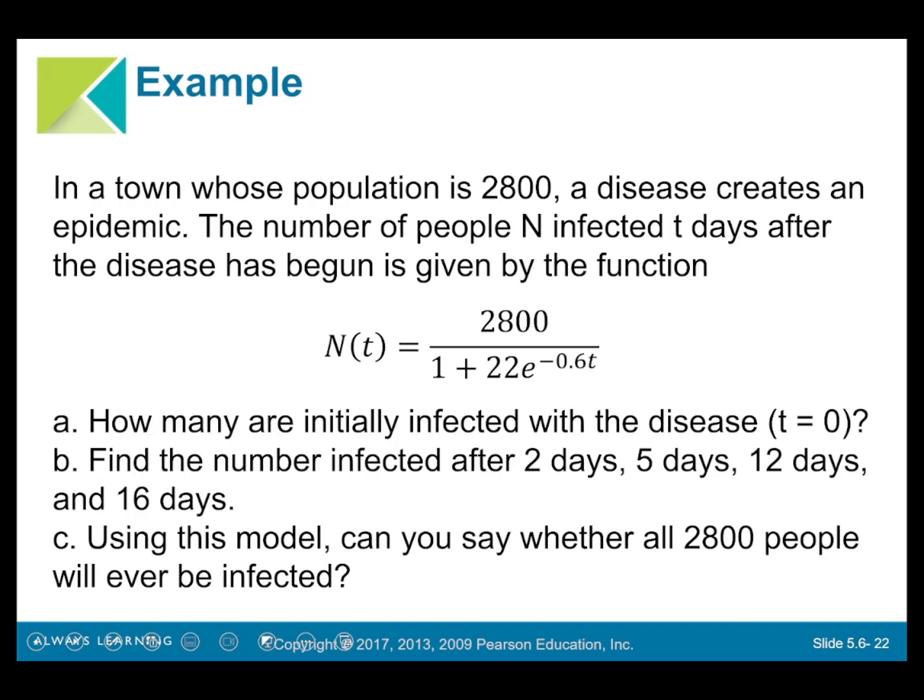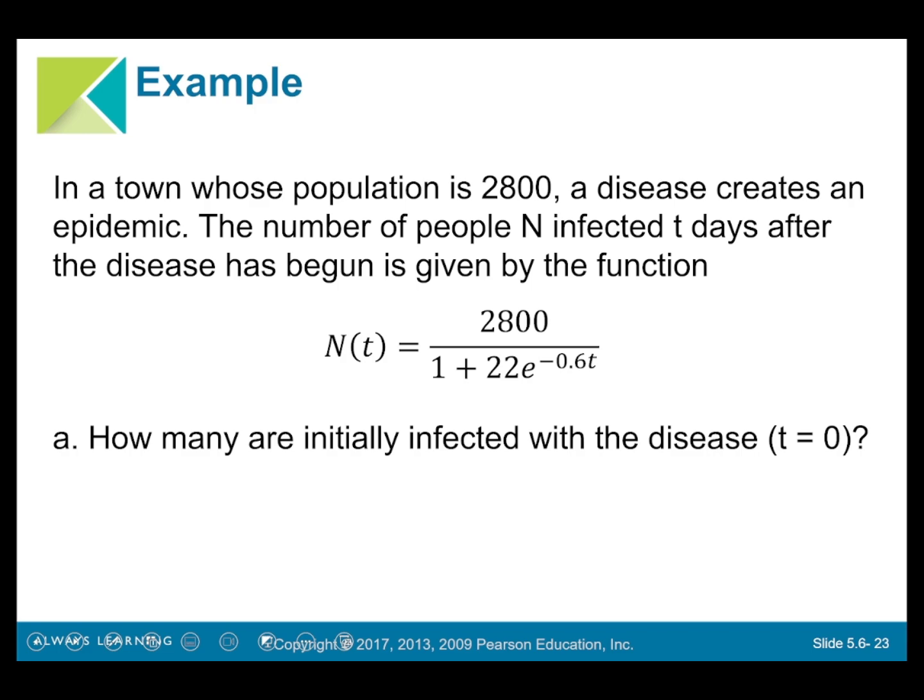So let's do an example with this kind of equation. In a town whose population is 2,800, a disease creates an epidemic. The number of people n infected t days after the disease has been given by this function: 2,800 divided by 1 plus 22 e to the negative 0.6 t. We're asked to find a few different things. How many are initially infected at t equals 0? Then find the number of infected after 2 days, 5 days, 12 days, and 16 days. And then using this model, can we say whether all 2,800 people will ever be infected?